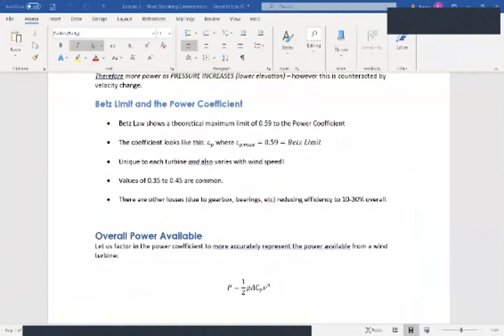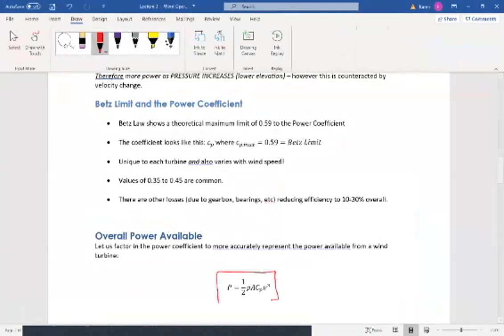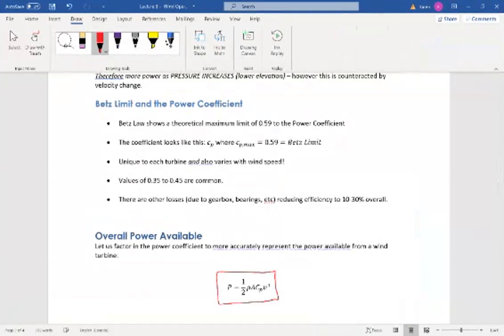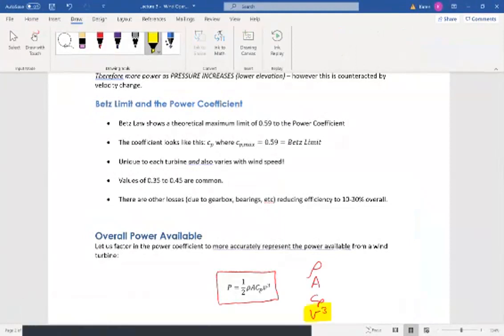So the overall power available from a wind turbine is defined by this equation, which I have posted derivations for. But let's take a deep dive and look at what this means. There's a factor of 1/2 in front, which you can see from the derivation. So the power equals 1/2, and then we have density as a factor, area is a factor, coefficient of power is a factor, and velocity is cubed. This is really important, how velocity is cubed. So let's look at each of these.